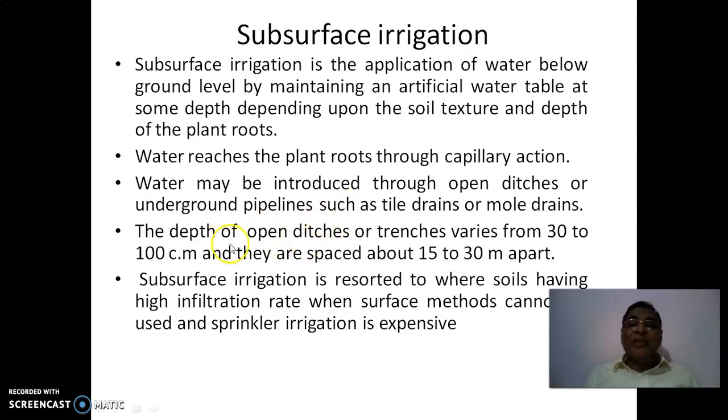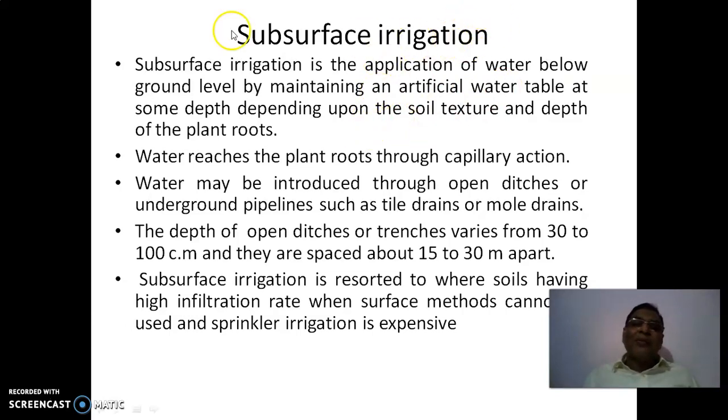What is the subsurface irrigation method? Basically, it is the application of water below the ground level. It's not on the surface, whereas in surface irrigation, you are watering each and every inch of the land. Here, you are not doing that.